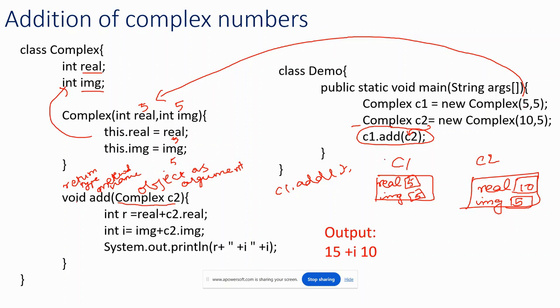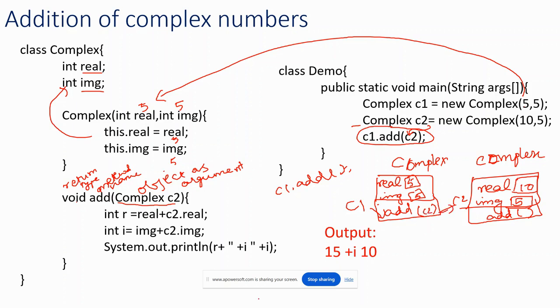So I am calling C1.add. C1 has the variables as well as the add method. C2 also has the variables and the add method. This is my class name, so Complex is my class name. The Complex class has variables as well as methods. I'm calling C1.add, and I have passed the value of C2 here.